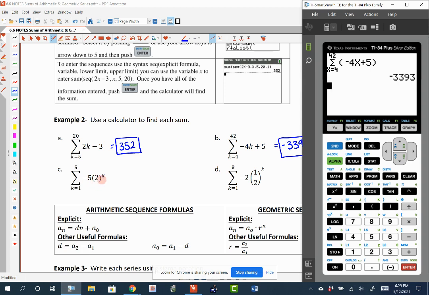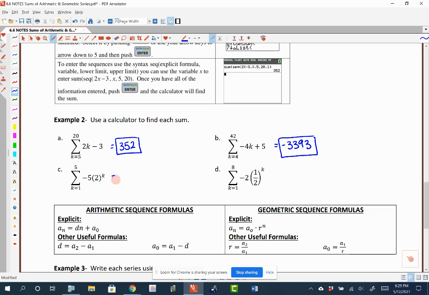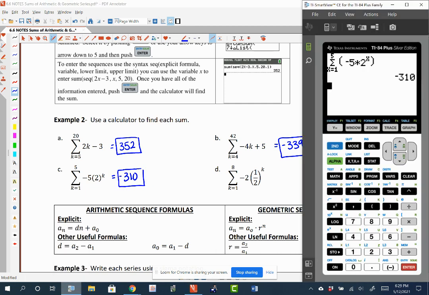Let's look at C. This one's exponential, so I'm going to go ahead and just clear that, alpha y equals, and choose that number 2. K, or x, is equal to 1 in that lower limit, but my upper limit is 5. And we have negative 5 being multiplied, whoops, I wrote divide, multiplied to 2 to the x. So negative 310. Punching it into the calculator saves us a whole bunch of time versus writing it out by hand and doing the calculations all by hand.